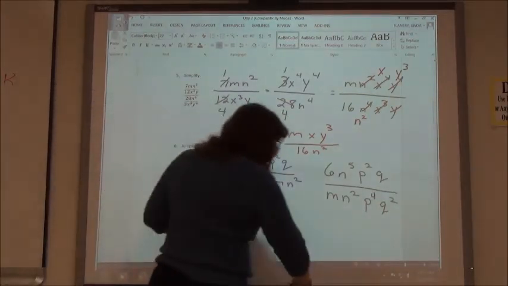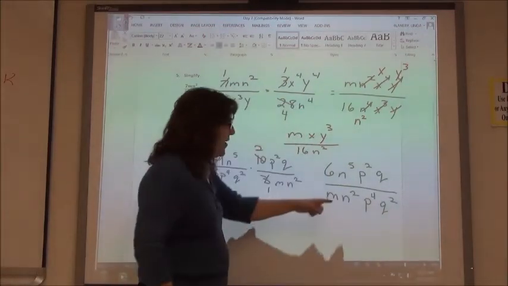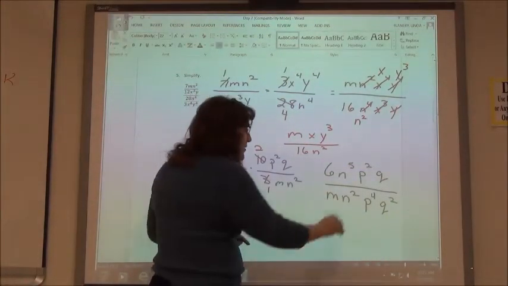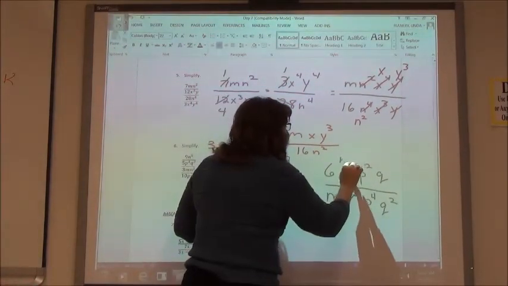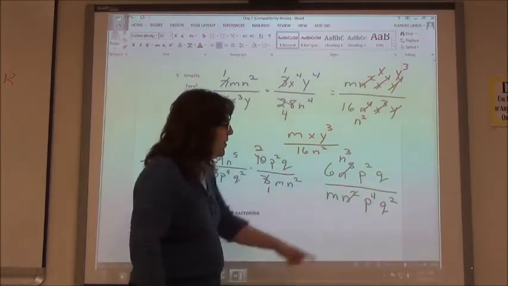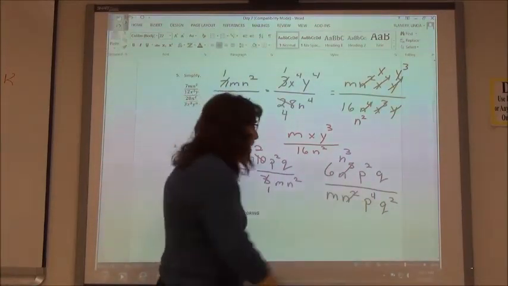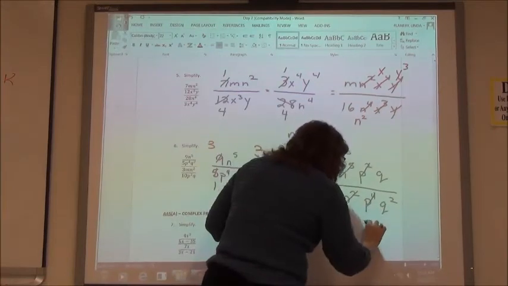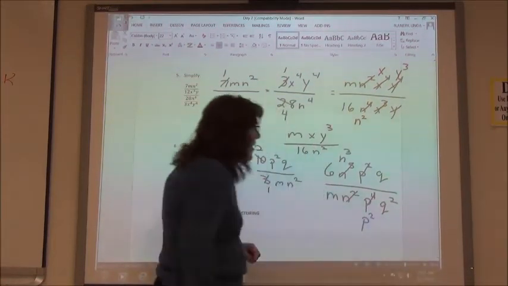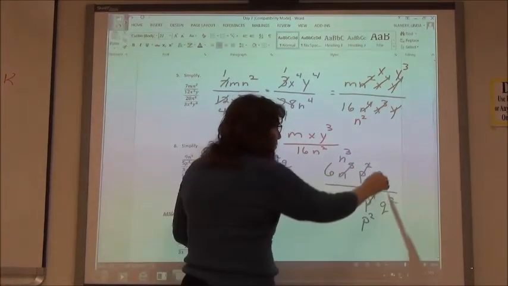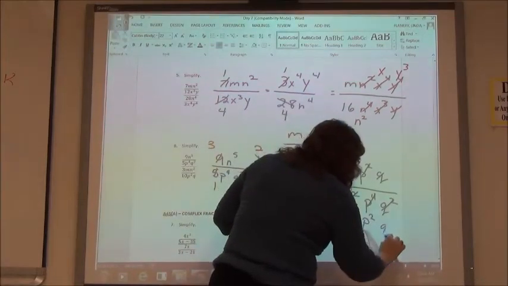Then doing my reducing. I can take out 2 of my n's, which means I have an n to the 3rd. I can take out 2 of my p's, which means I have a p to the 2nd down on the bottom. And I can only take out 1 of my q's, which leaves me a q down on the bottom.